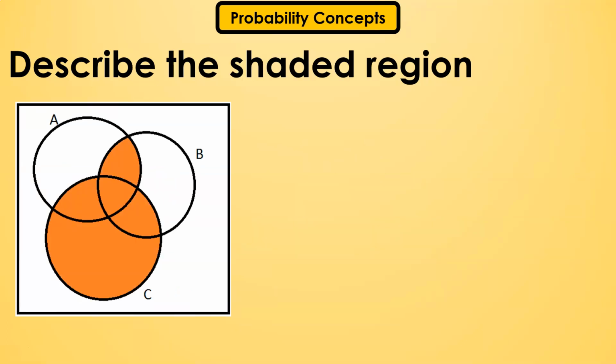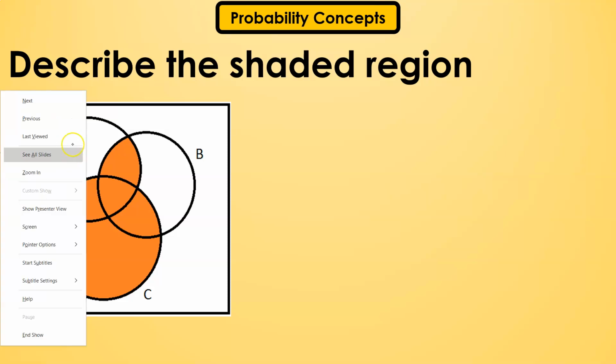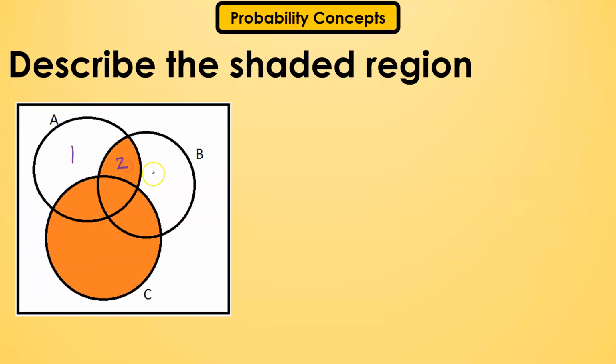Right, this one gets a little bit more tricky. So we've got 1, 2, 3, 4, 5, 6, 7, and 8. If we take a look at this here, that region there would represent the intersection of A and B. The other thing we can look at is that is all of C.